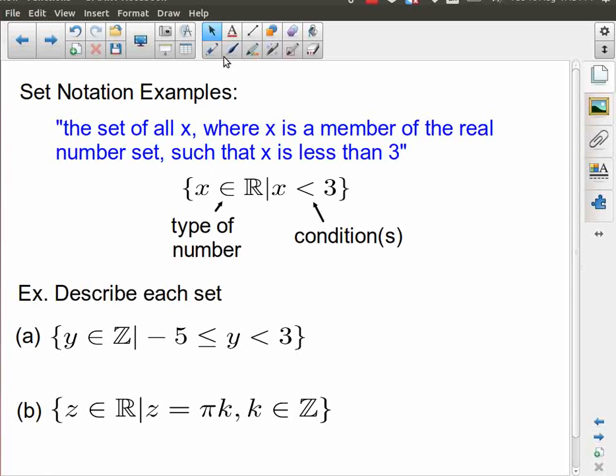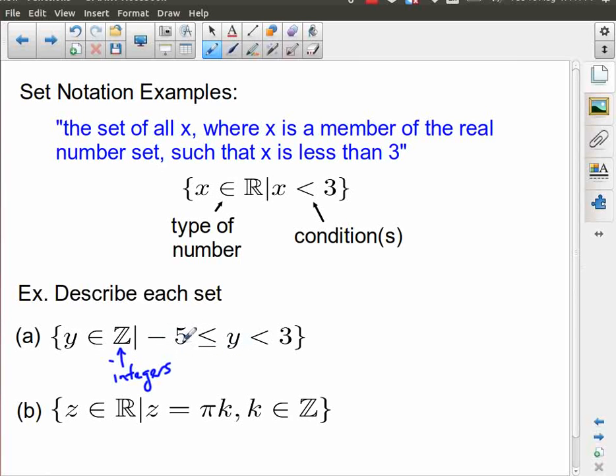So let's take a look at another couple of examples. In this case, I've asked you to describe each set. This is a different one. Y is a member of this stylized capital Z. In case you don't remember or that's not familiar to you, those are the integers. So this is saying that Y is a member of the integers. So that's already restricted what kind of numbers this can be.